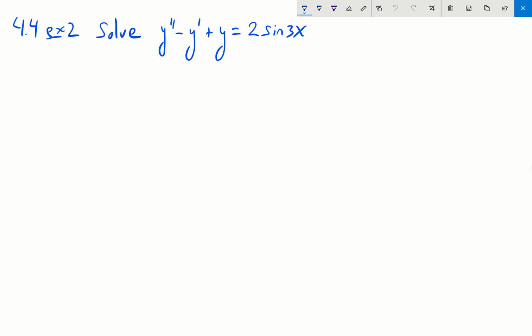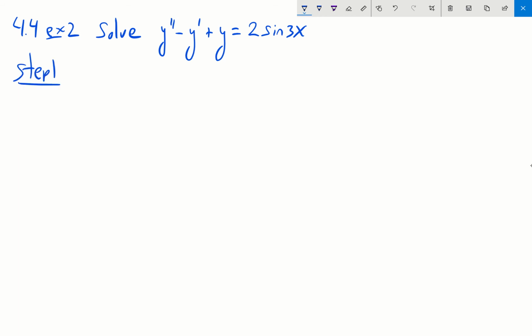Let's take a look at the next example in section 4.4. We're asked to solve y double prime minus y prime plus y equals 2 sine of 3x. Again, this is a linear differential equation with constant coefficients. We have y double prime with a coefficient of 1, y prime has a coefficient of negative 1, y has a coefficient of 1, so it's linear with constant coefficients. So we can solve it with the method we just talked about a moment ago.